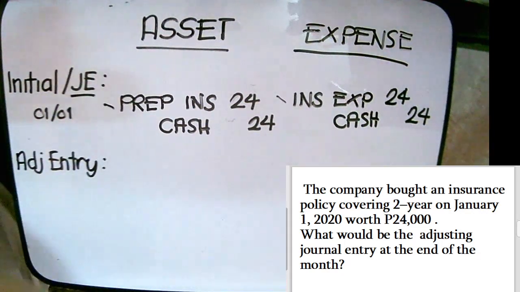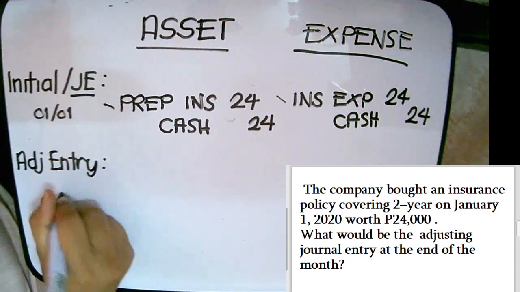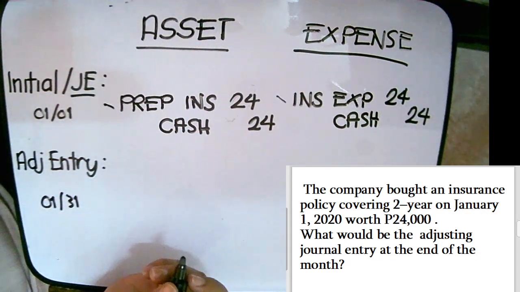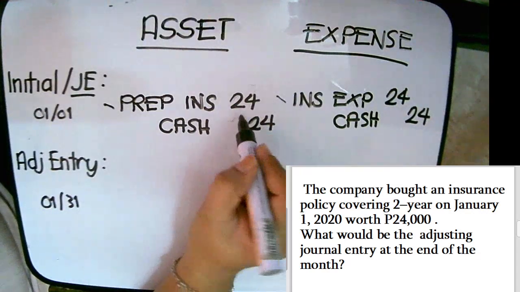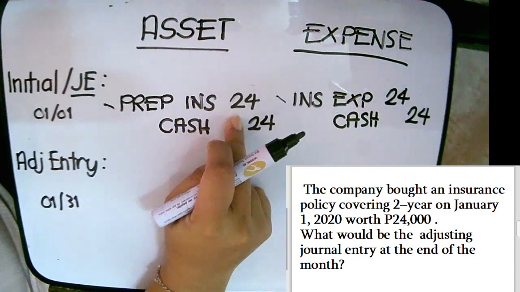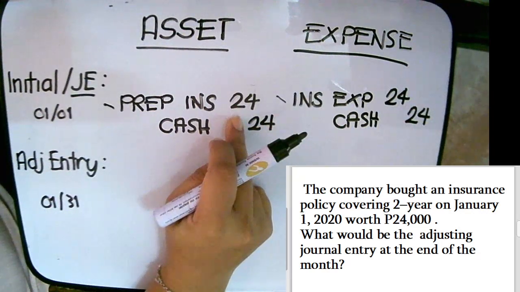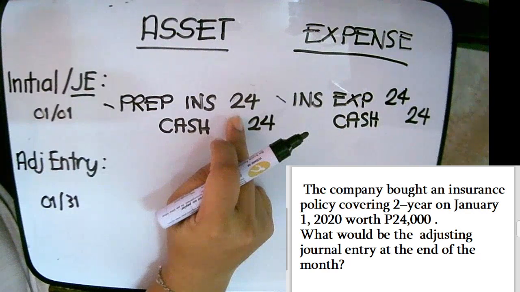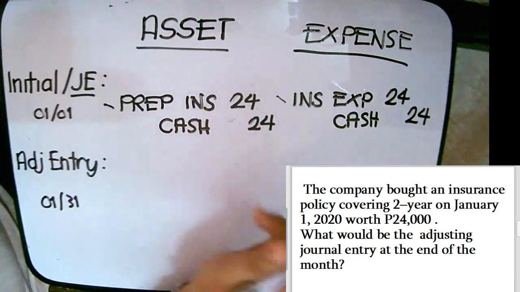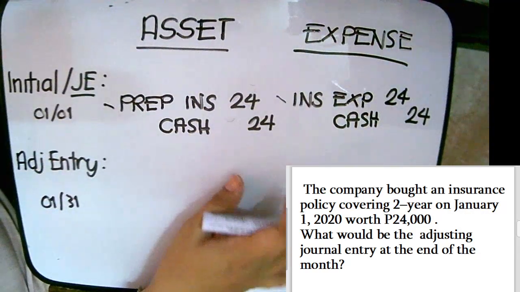And then, down tayo dito sa question, what would be the adjusting journal entry at the end of the month? So, ang ibig sabihin, yes, at the end of the month is January 31. So, question, at the end of the month, 24,000 pa din ba yung prepaid insurance natin? So, kung i-compute natin, hindi. Kasi nga, nagamit na natin yung isang buwan ng ating insurance. So, i-compute muna natin before tayo mag-entry.